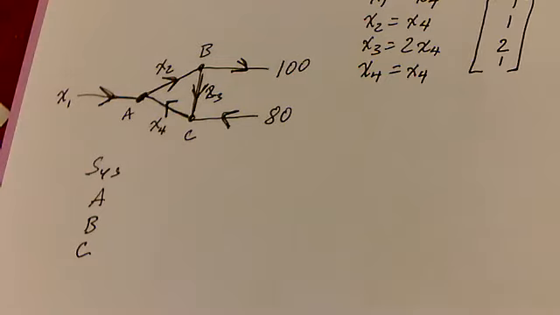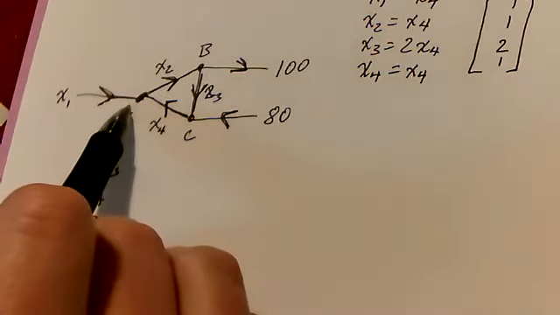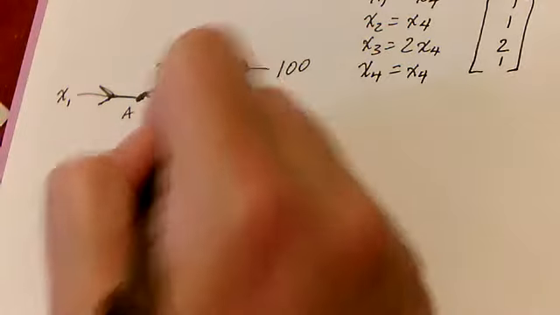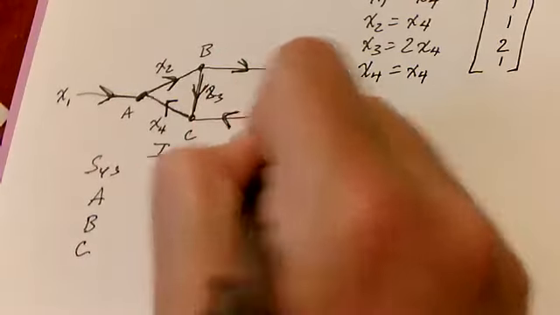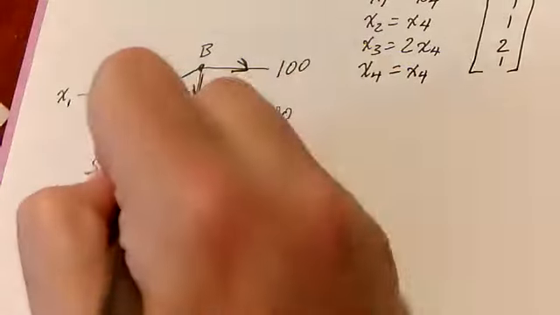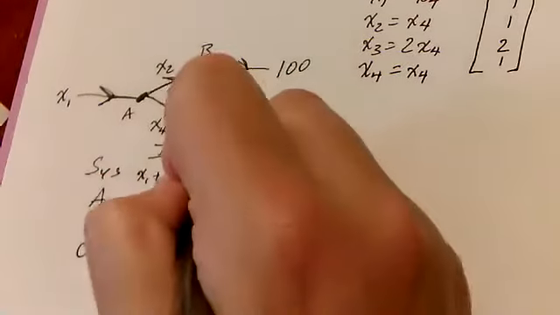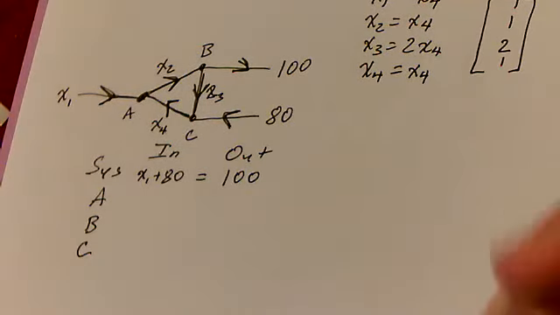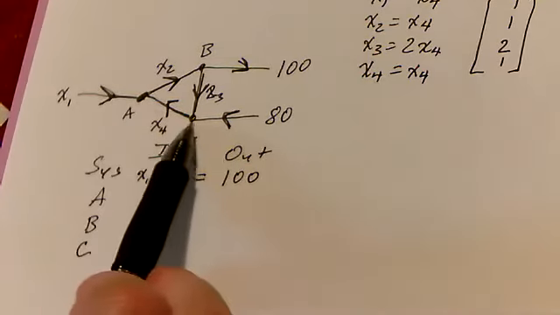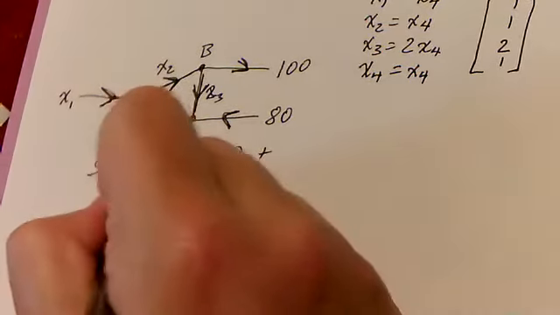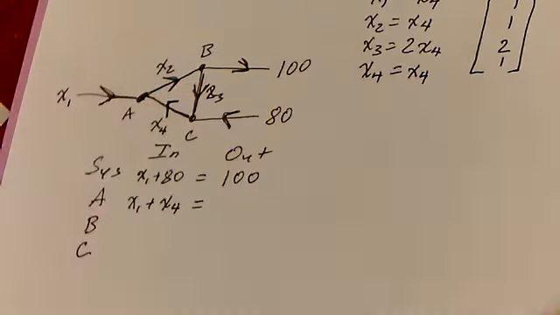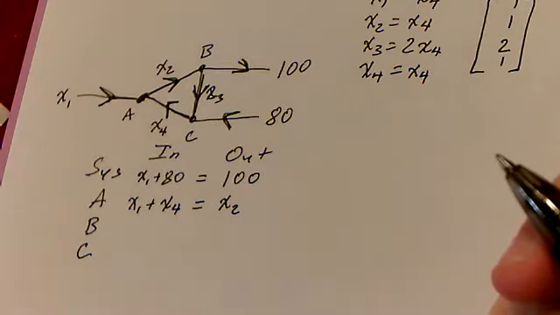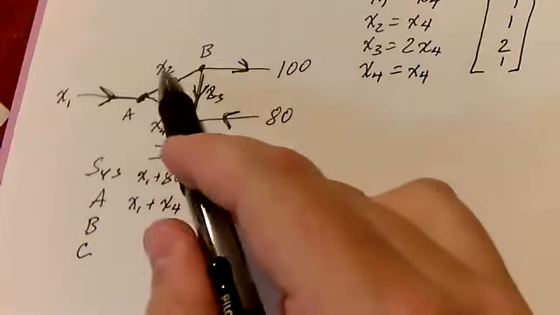So for the system, I have x1 coming in, I have 80 coming in, and I have 100 going out. So I'm going to make 2 sides of my equations here, an in side and an out side. Coming into the system, I have x1 plus 80. That's equal to what's going out of the system, which is 100. At point A, I have x1 coming into point A. I also have x4 coming into point A. So x1 plus x4 is coming in. Going out is just x2.